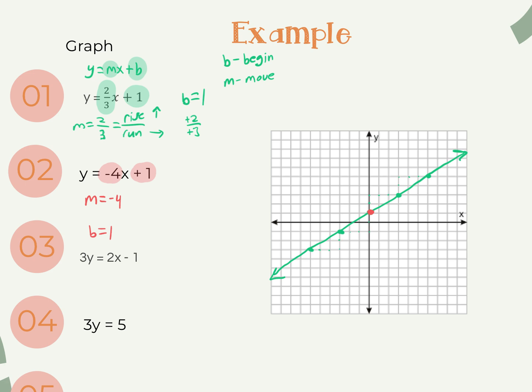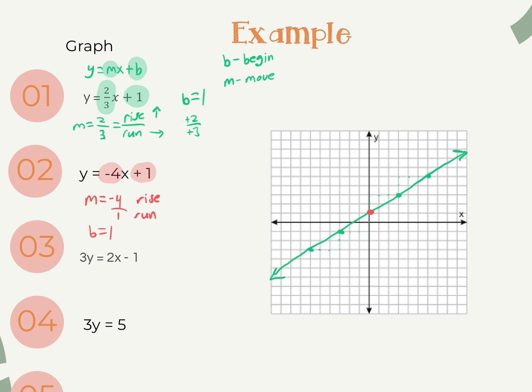All right, and then m equals -4, right? We can't really do our rise over run the way it's written like this. So very simply, just write this -4 over 1, right? Anything over 1 is itself. And now you can clearly see that your rise is -4 and your run is a positive 1.